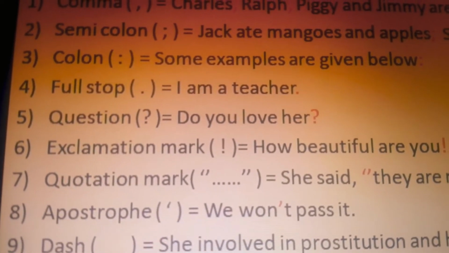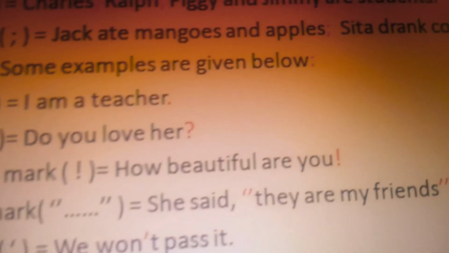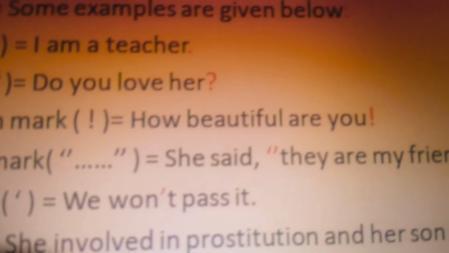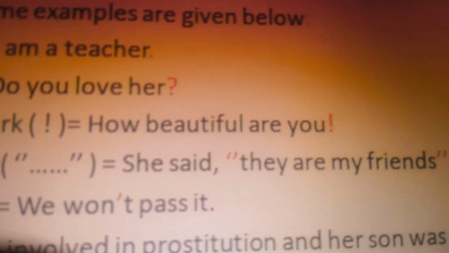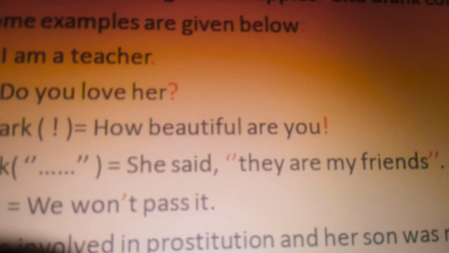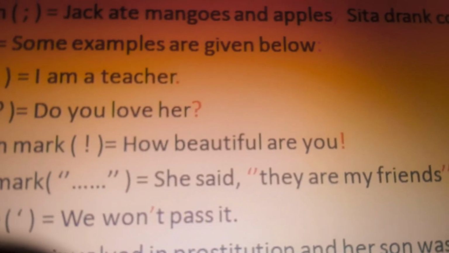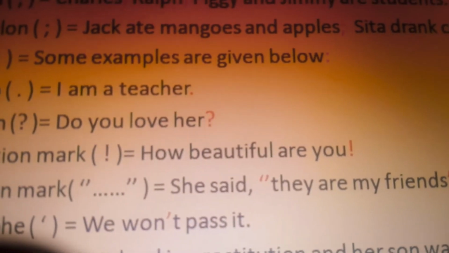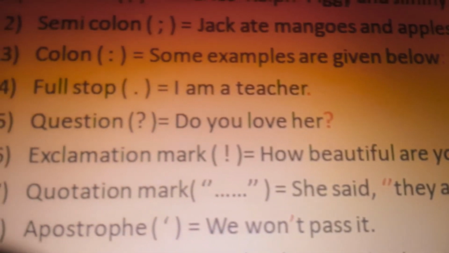Next one, number seven, you can say quotation mark. For example, she said, "they are my friends." You can see the quotation mark before the sentence "they are my friends," or you can say before "they," and at the end after "friends." It means if you are going to present someone's saying, in that sense we use this quotation mark.